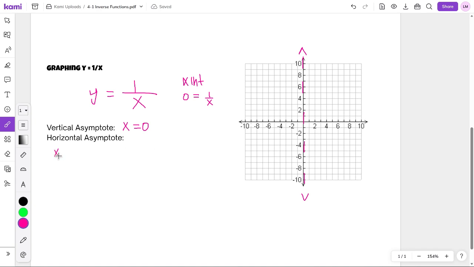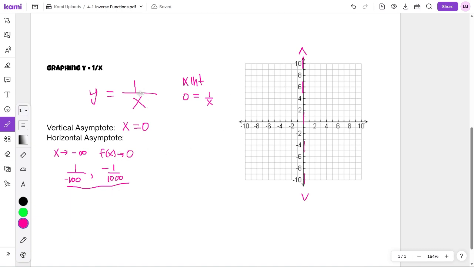Horizontal asymptote talks about end behavior. So as x goes to negative infinity, what is y going to? Well, if I plug in really small numbers for x, like negative 100, I get negative 1 over 100. I plug in negative 1,000, negative 1 over 1,000. That's going to 0. This number is getting really small as I plug in negative numbers, moving toward negative infinity.